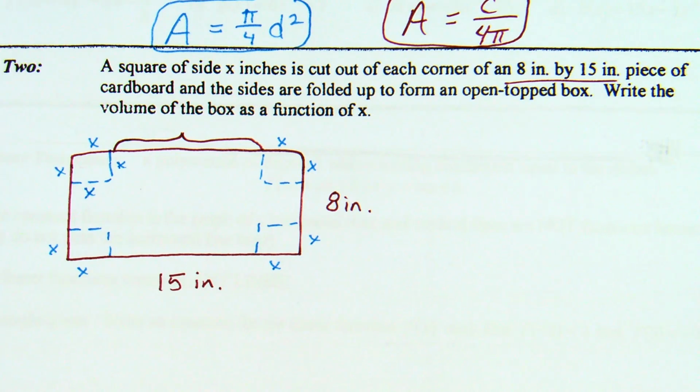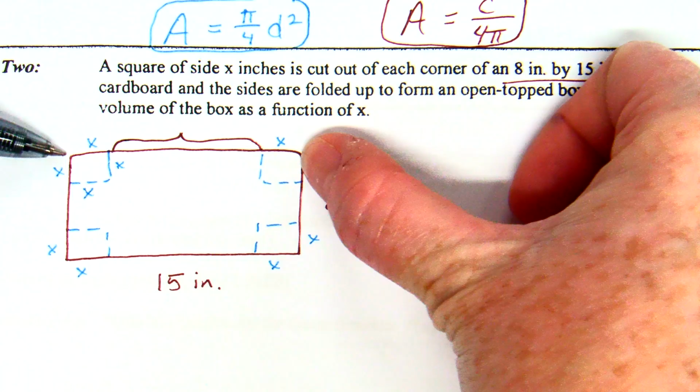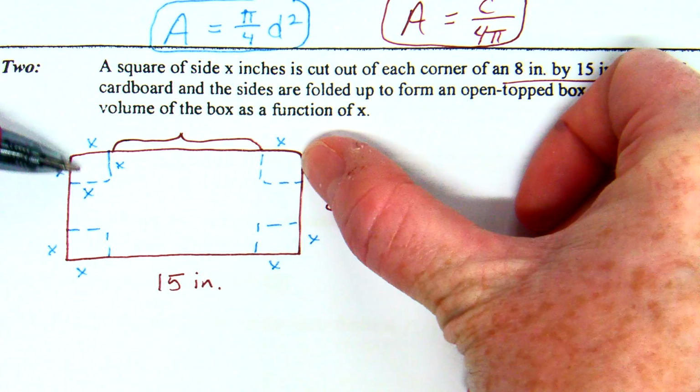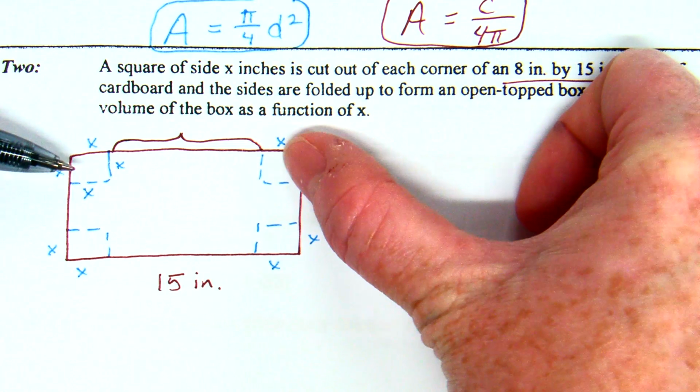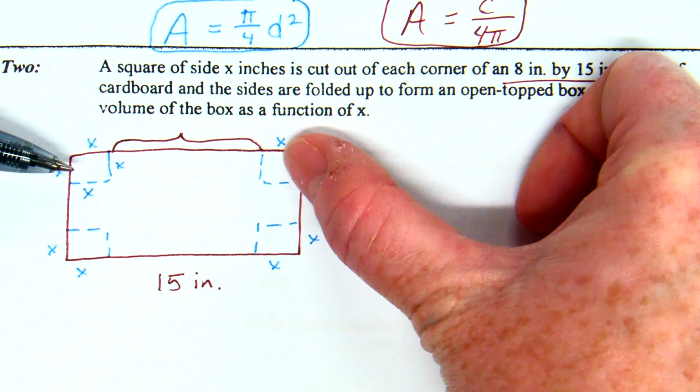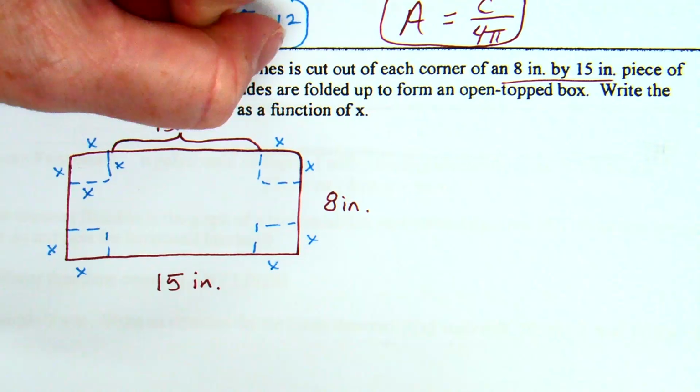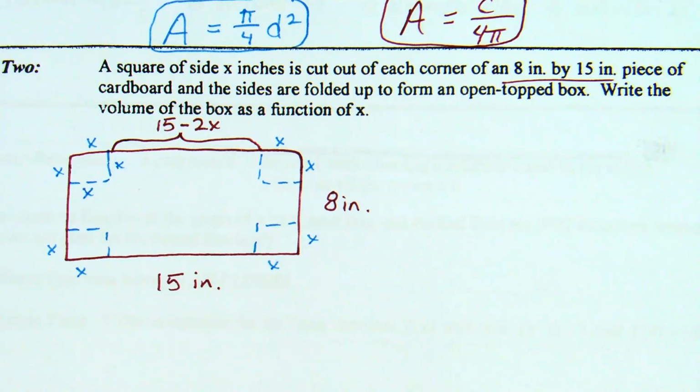How long was it originally? 15. From here to here it was 15, yes? You cut out that square. How much are you taking away? An x here. You cut out this square, you're taking away an x here. So what are you taking away from that 15? 2x. So the length of my box is now 15 minus 2x.